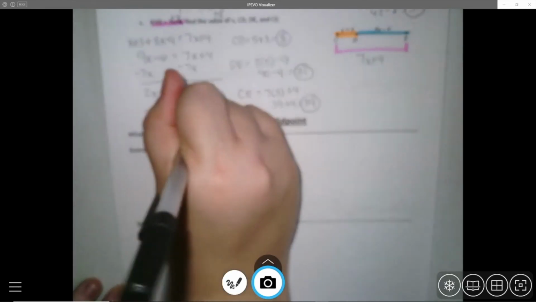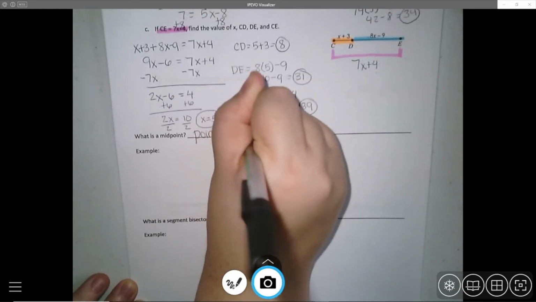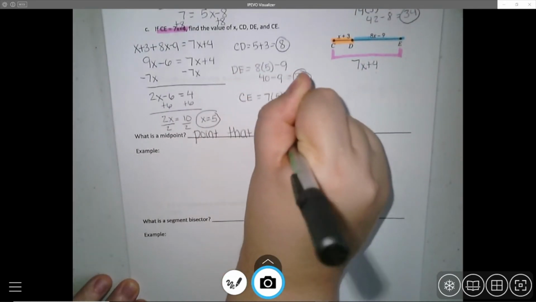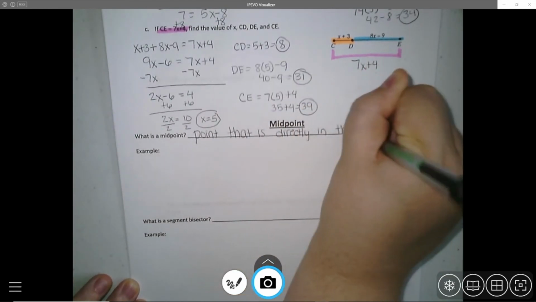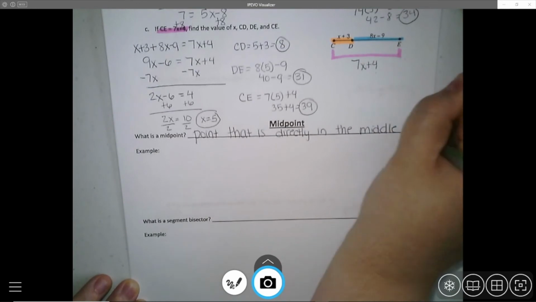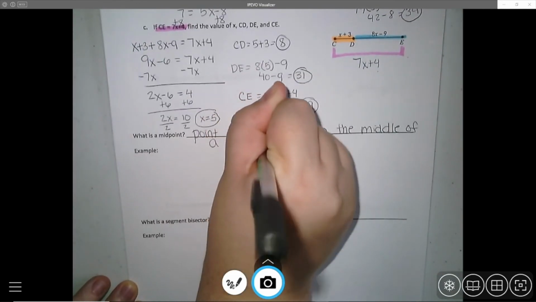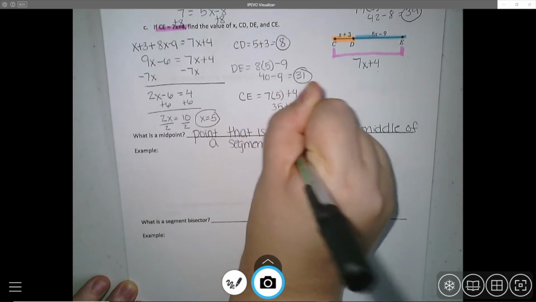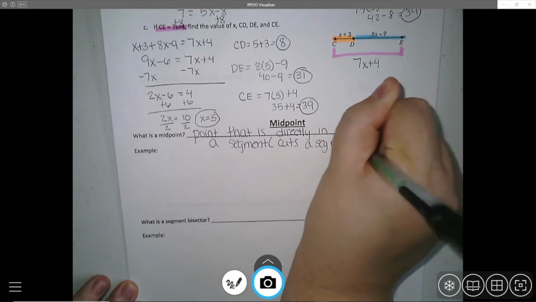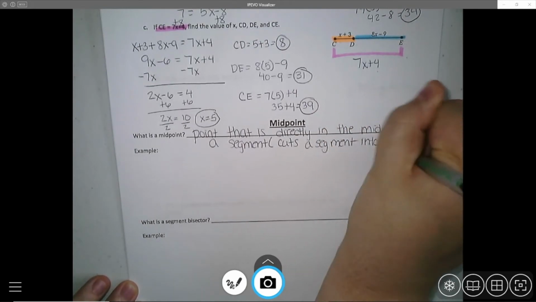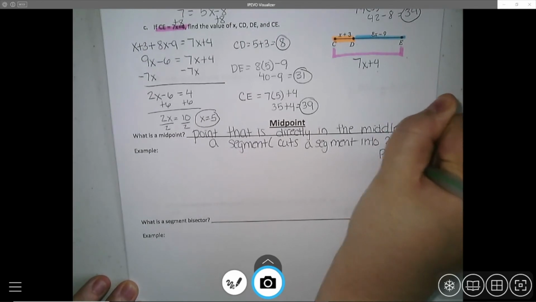A midpoint is a point that is directly in the middle of a segment. The main thing it does is it cuts a segment into 2 equal pieces.